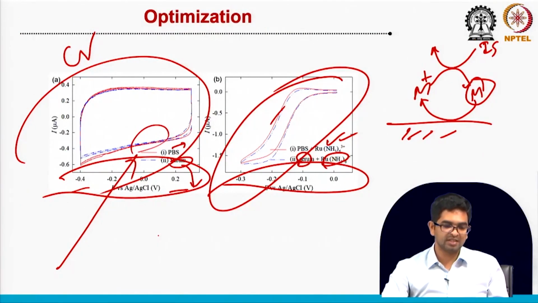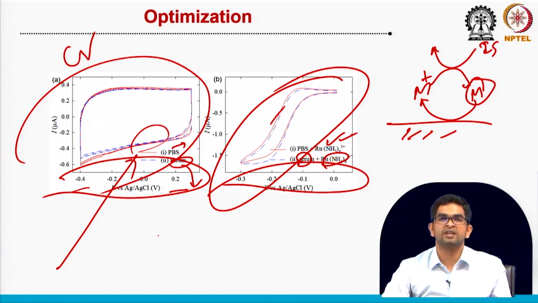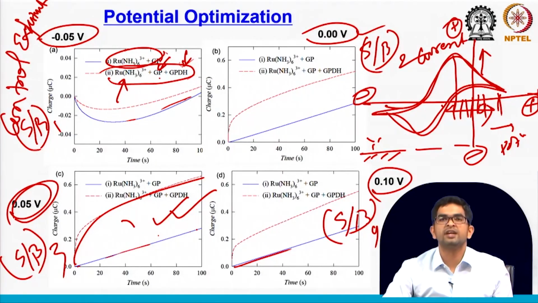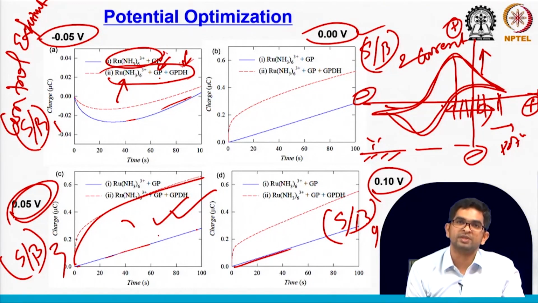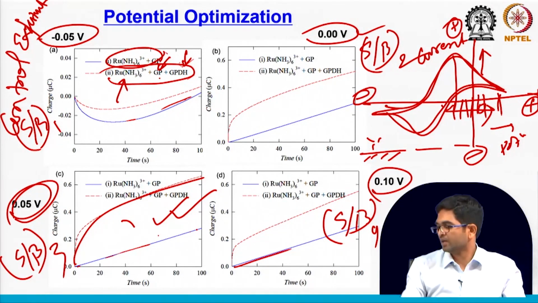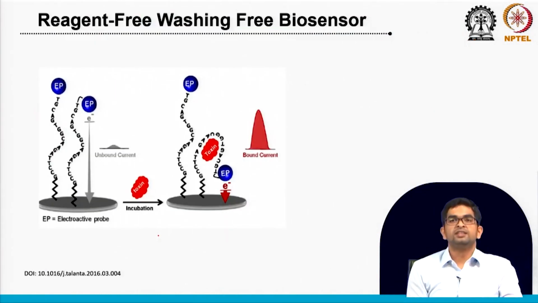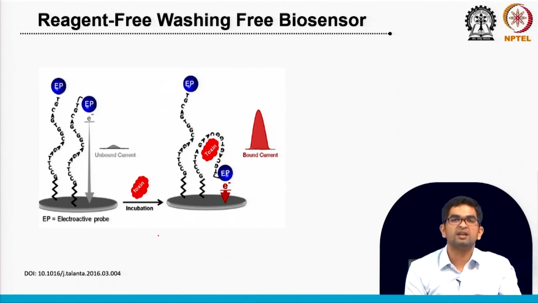Okay, now it is clear that from this slide we can understand at which potential the interference species can show their contributions, and in these slides we can understand which potential can be the best for wash-free biosensor development. Okay, so this is the main thing. Now in this slide I'll show you another technique, another way to form the wash-free biosensor.